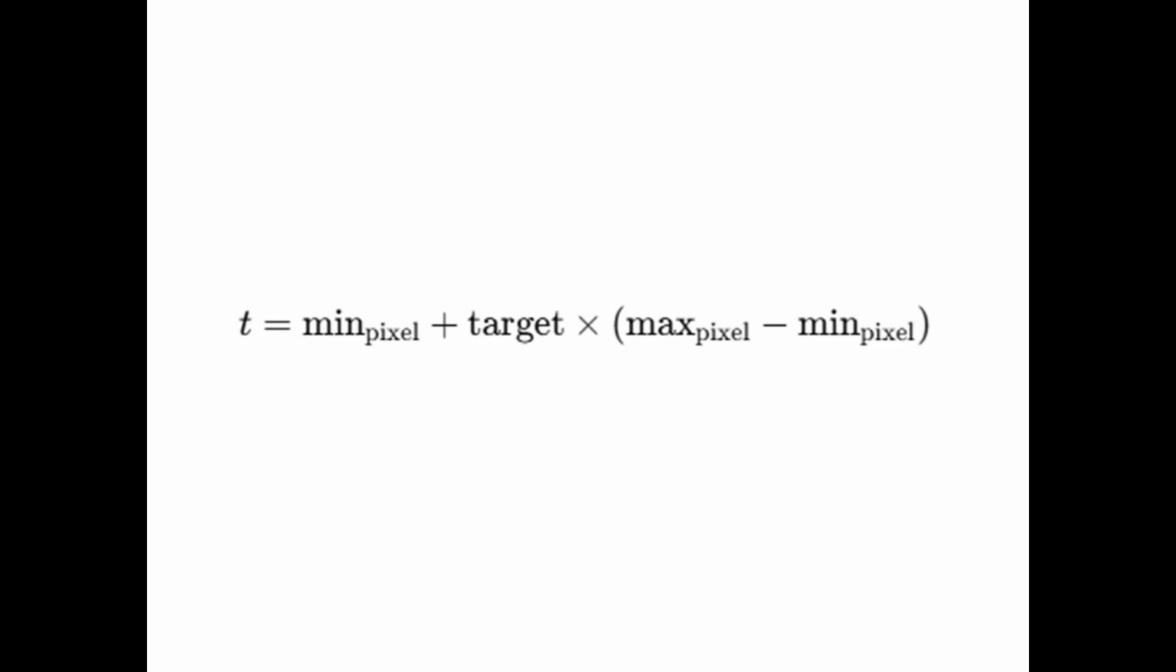The target contrast value T is calculated as in the formula which is being displayed on the screen, in which the target is a fraction between 0 and 1, for which the default value is 0.5 currently. If the target is 0.5, the target contrast value is exactly halfway between the minimum and maximum values of the image. If target is 0, the target contrast is set to the minimum pixel value, and if the target is set to 1, the target contrast is set to the maximum pixel value.